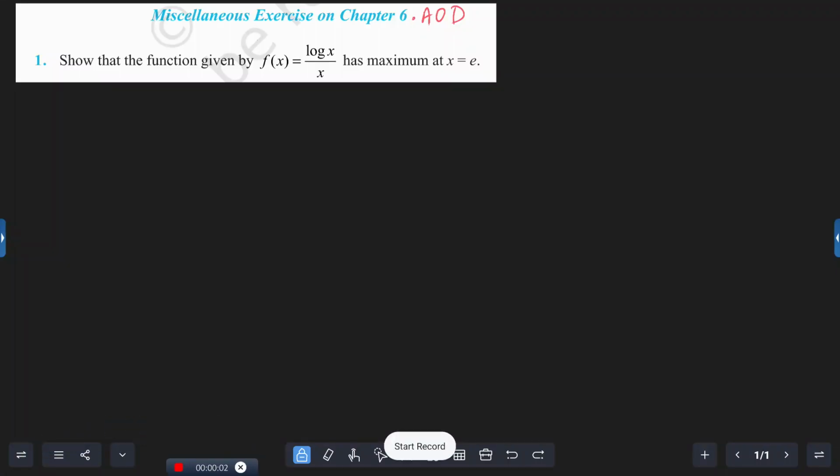Children listen, this is chapter number 6, application of derivatives. We are starting the miscellaneous exercise on chapter number 6. Question number 1: show that the function f of x equal to log x by x has a maximum at x equal to e.